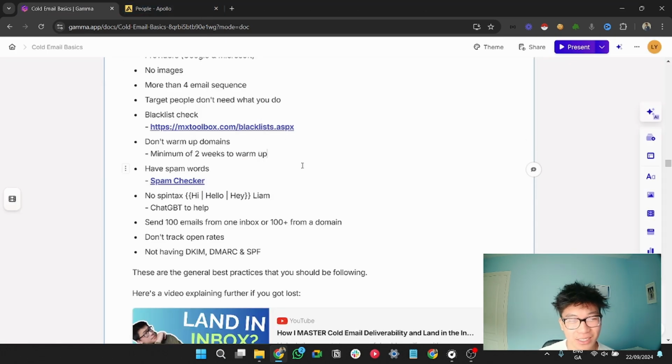That's really all you need, just to see. No spintax. I'll get into spintax and what it is later on as well. ChatGPT. If you don't know, just ask ChatGPT. Again, I'll go into it later on.